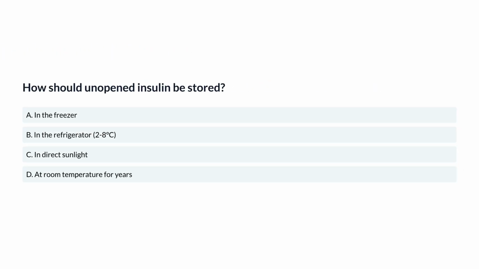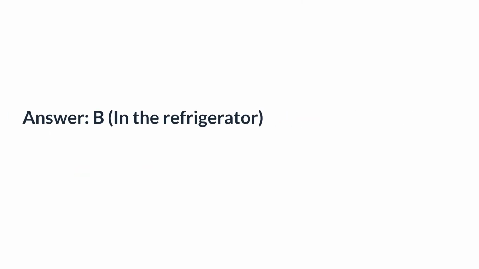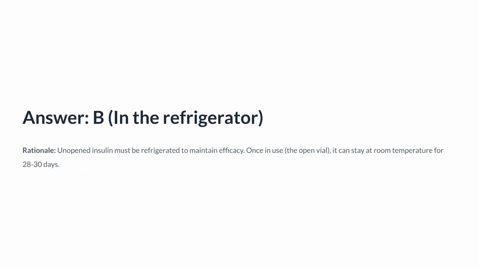How should unopened insulin be stored? Answer, B, in the refrigerator. Unopened insulin must be refrigerated at 2 to 8 degrees Celsius to maintain efficacy. Once in use, it can typically stay at room temperature for about 28 to 30 days.